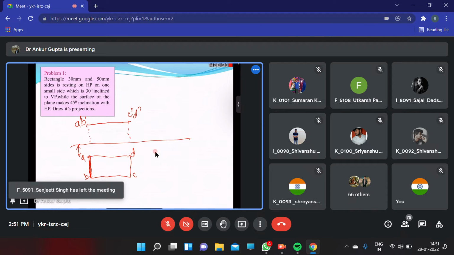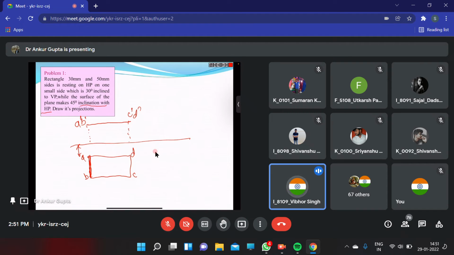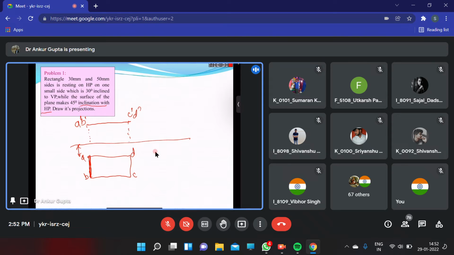Just incline it. While the surface of the plane makes 45 degree inclination with HP, तो हम यहाँ पे 45 degree inclination with HP दिया हुआ है. तो which will be an easier step to follow? Inclination of 45 degree. Very good. Because the surface is inclined to which plane? Horizontal plane.